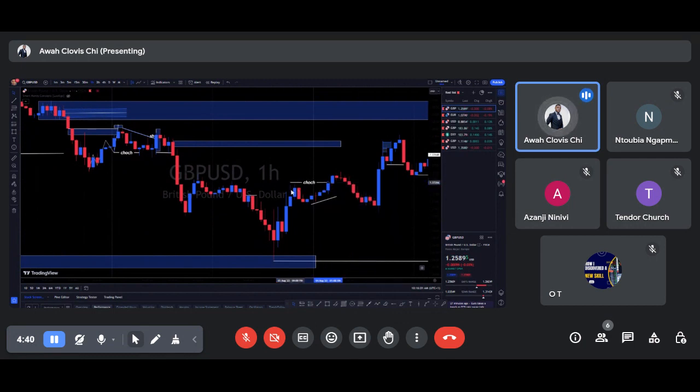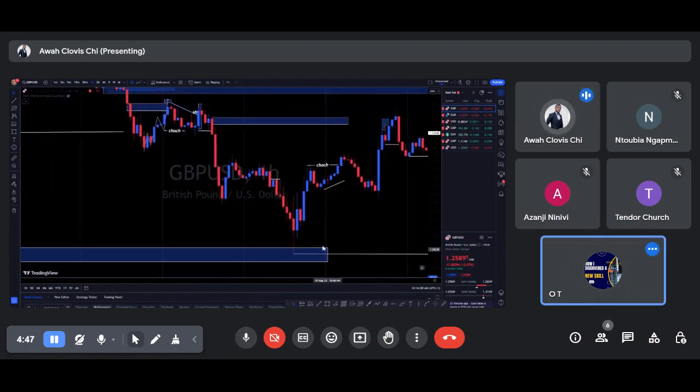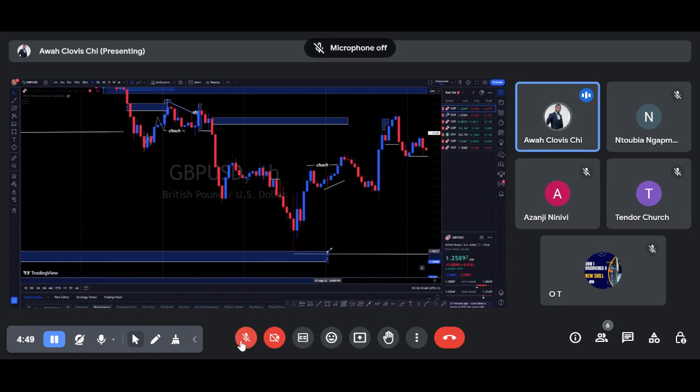Can we see this? I hope we are following. I hope I'm not confusing people with too much drawing. So this is the H4 tap into the zone. This is the H1 change of character.